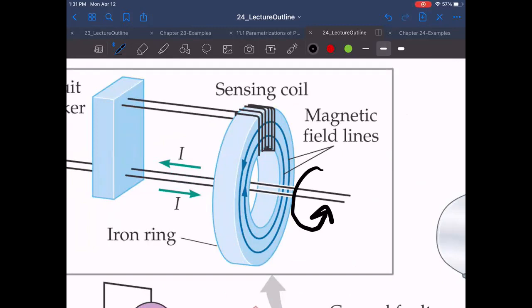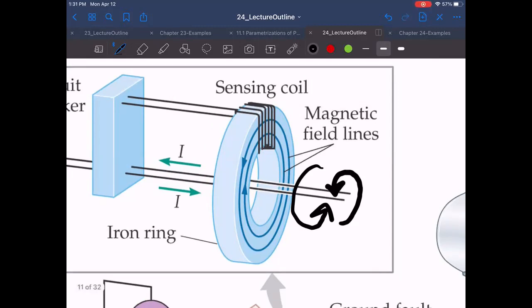The current coming back out is going to create a magnetic field that's pointed the other way, that's curling the other way. And so what are they going to total out to be if the current going in is the same as the current going out? Zero. And so essentially what happens is, as long as the amount of current that's going into your device is also the same amount that's coming back out, it means that the amount of magnetic field through this sensing coil is zero.